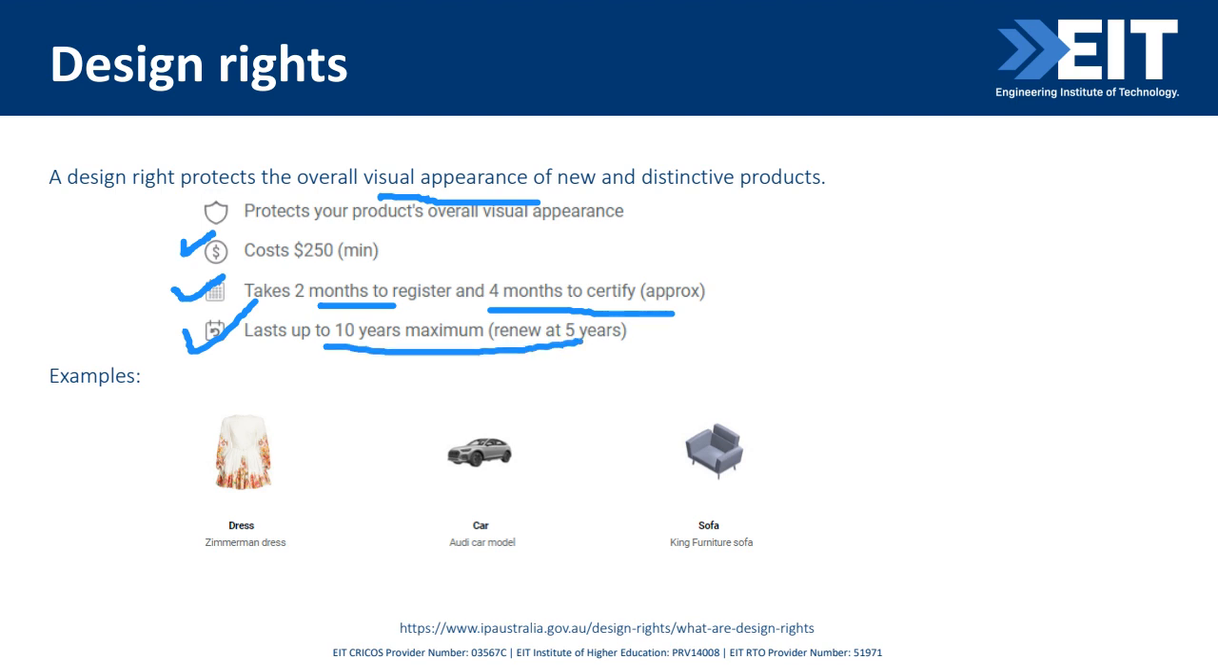So here are some examples. This particular dress, the way it looks, is protected under design rights. This Audi car model, it's the shape. I'm not talking about the various technologies behind that particular car, but the overall shape and look of the car is protected under design rights. How this particular sofa looks aesthetically is also protected under design rights.